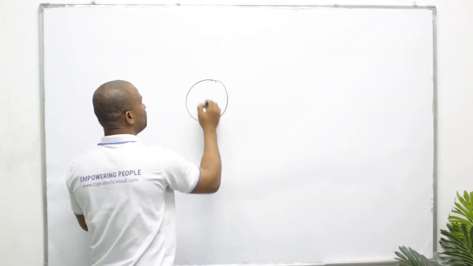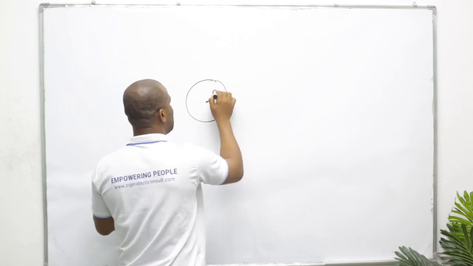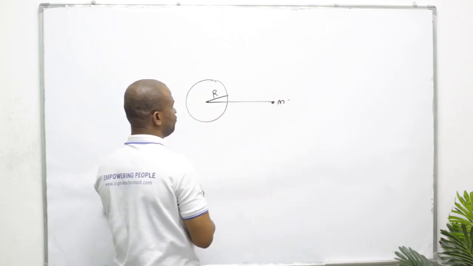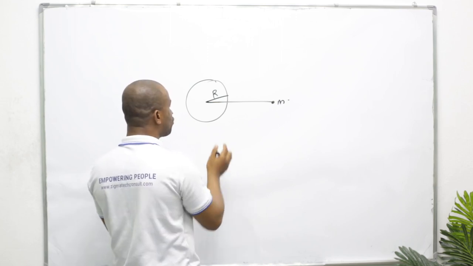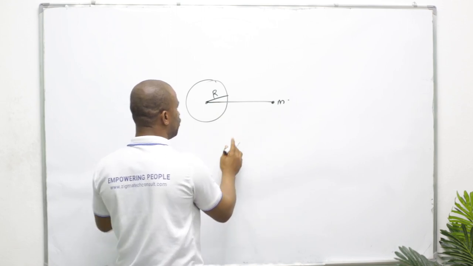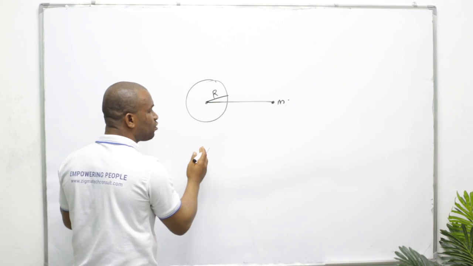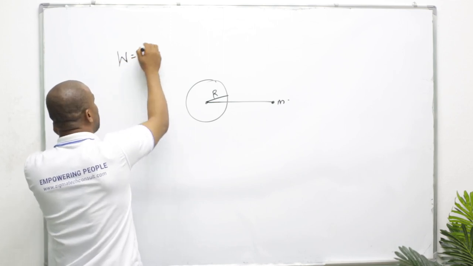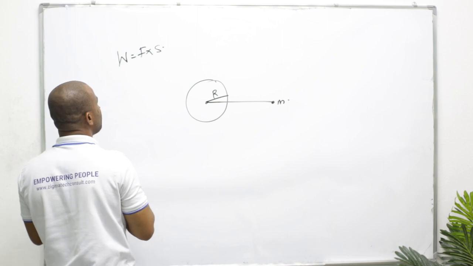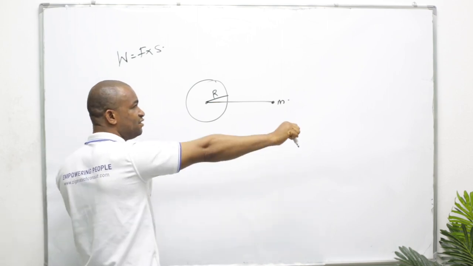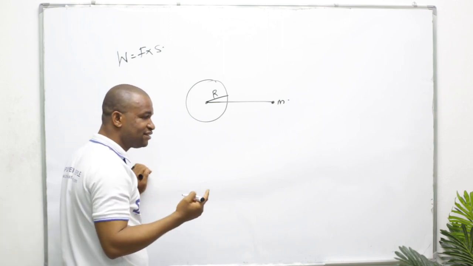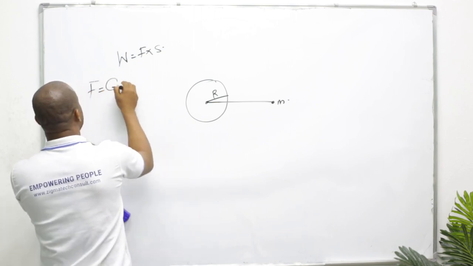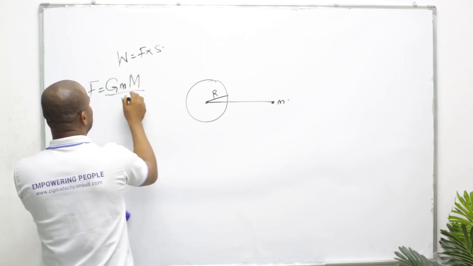Let's assume this is the Earth and the center of the Earth with capital R, and then this body, small m. The work done in moving this body from here to this place has to do with force times distance. The force must be a centripetal force, which in this case is acting as the universal gravitational force. And that force is given as G, capital M, small m all over R square.